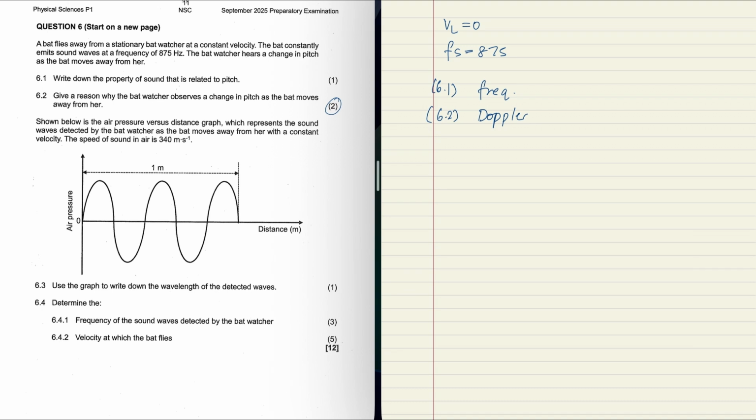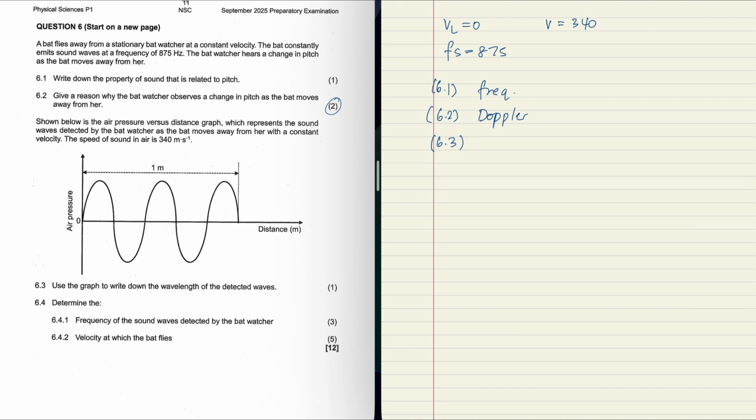The next part tells us, shown below is the air pressure versus distance graph, which represents the sound waves detected by the bat watcher as the bat moves away from her with a constant velocity. The speed of sound in air is 340 meters per second. So V is 340. Use the graph to write down the wavelength of the detected waves. So 6.3.